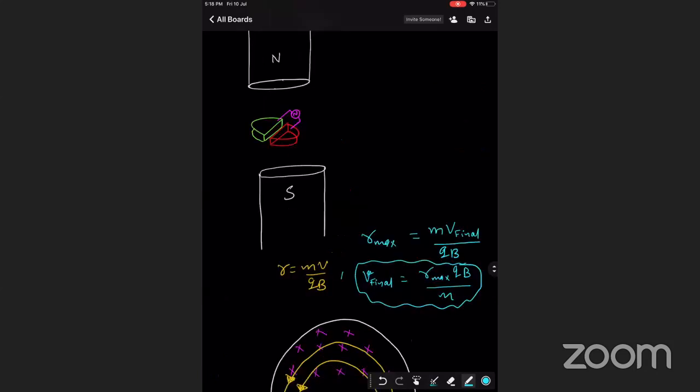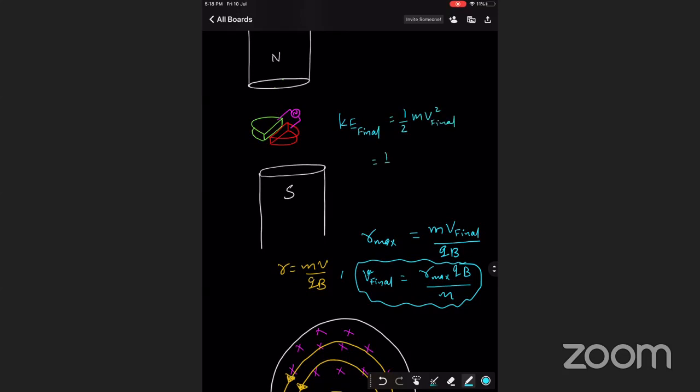So what is final kinetic energy according to this concept? Half mv square. Final, right? So 1 by 2 m. इसका स्क्वायर करके लिख दो. R max square Q square B square by M square. So one m got cancelled. So this is final kinetic energy according to the radius concept.